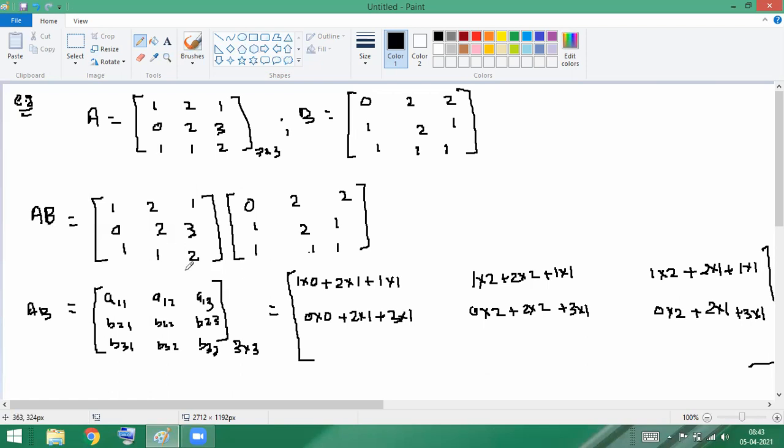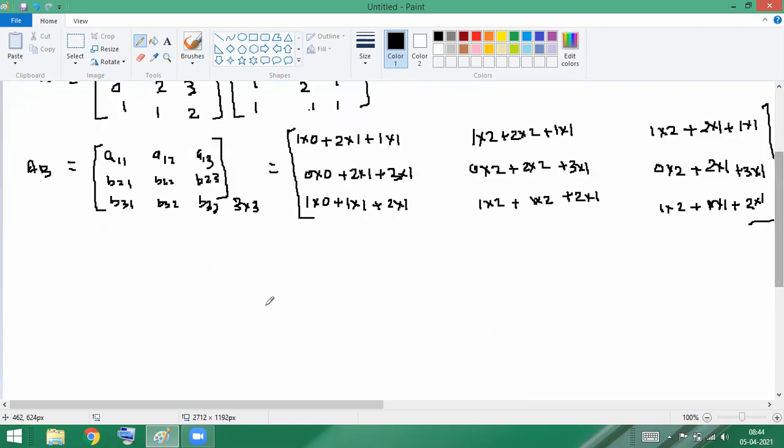What about next? The third row, first column. How much will it be? 1 cross 0, plus 1 cross 1, plus 2 cross 1. Third row, second column: 1 cross 2, plus 1 cross 2, plus 2 cross 1. Then third row, third column: 1 cross 2, plus 1 cross 1, plus 2 cross 1. Now find out the answer for this.